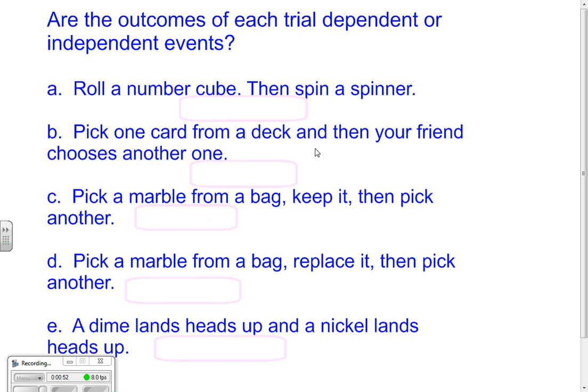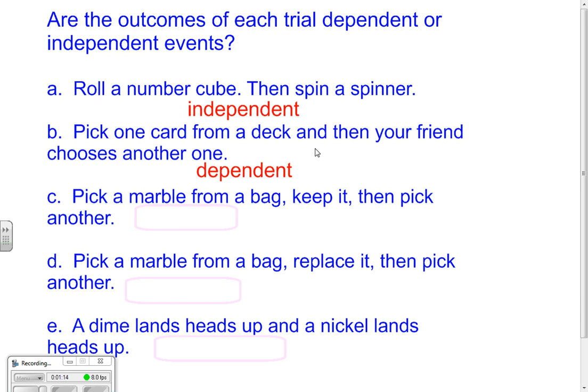Letter A, rolling a number cube, then spinning a spinner. That is independent because the number cube has nothing to do with what the spinner will do. Letter B, pick one card from a deck and then your friend chooses another. This one is dependent because when you pick the card from the deck, that's one less card that your friend can pick, which makes it dependent on what you chose.